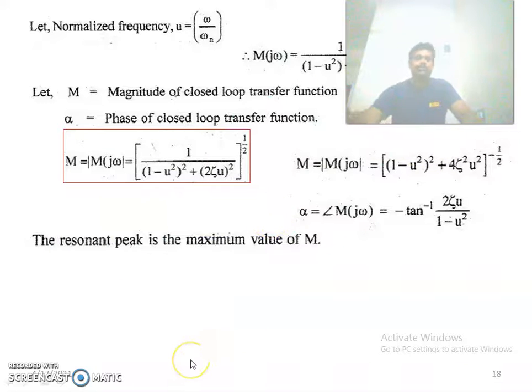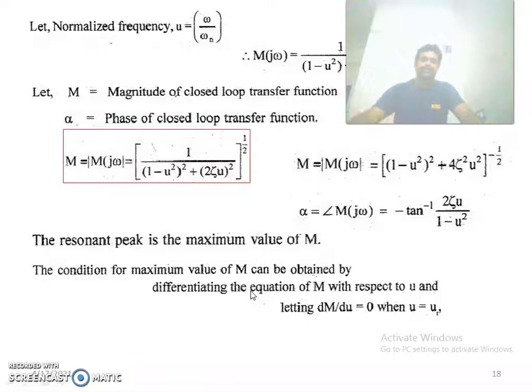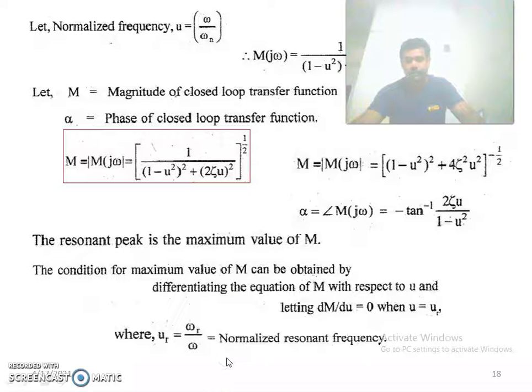Now the resonant peak is the maximum value of M. So the condition for the maximum value of M can be obtained by differentiating M with respect to u and then letting dM by du equal to 0 when u is equal to ur. Since it is a resonant peak, you are taking u as ur. So ur is nothing but omega r divided by omega n. It is nothing but the normalized resonant frequency.